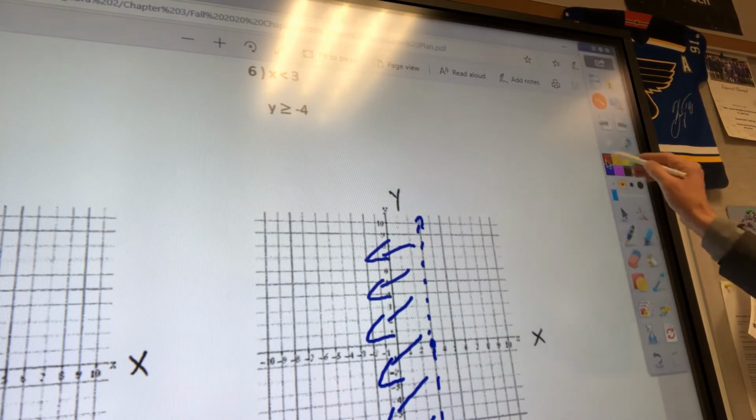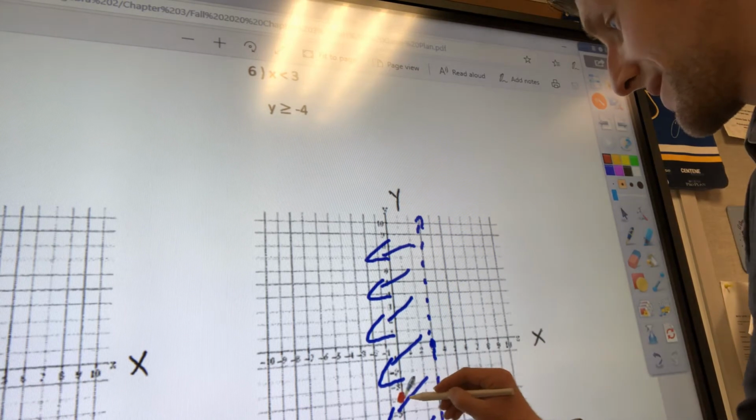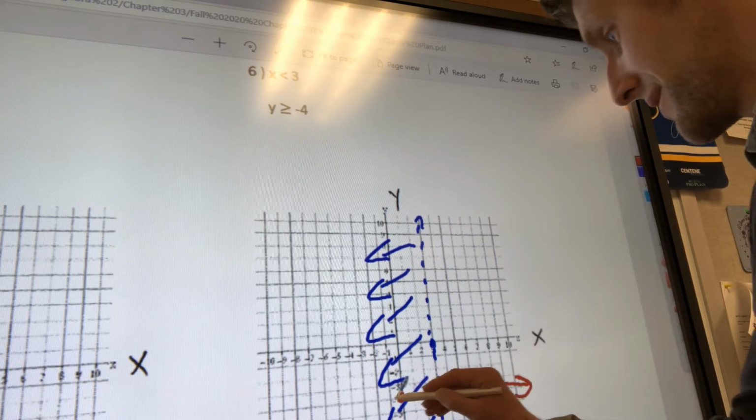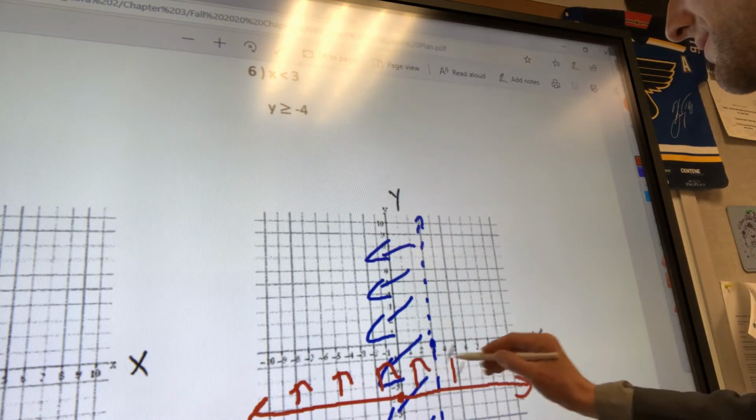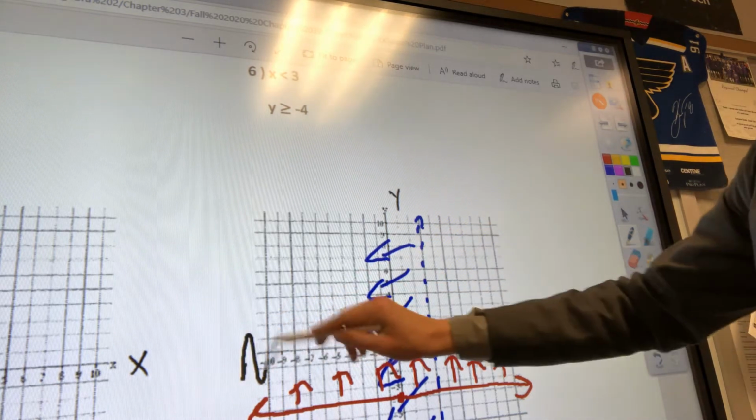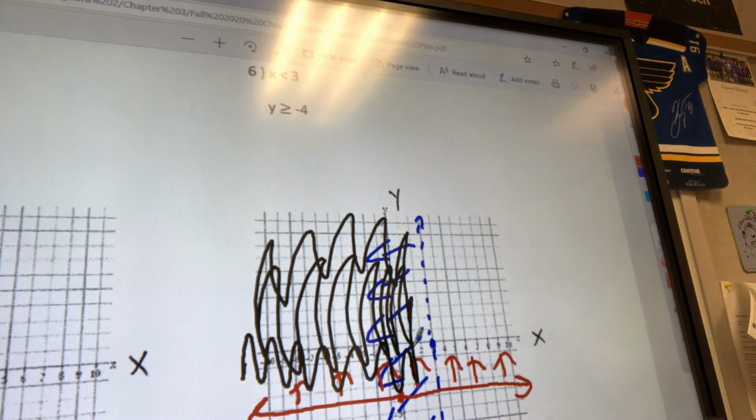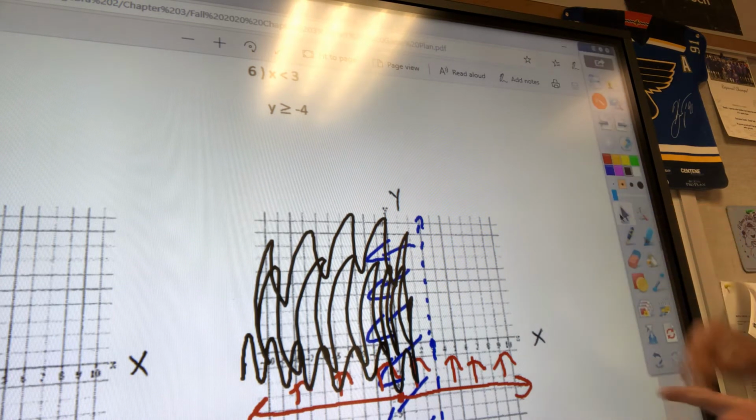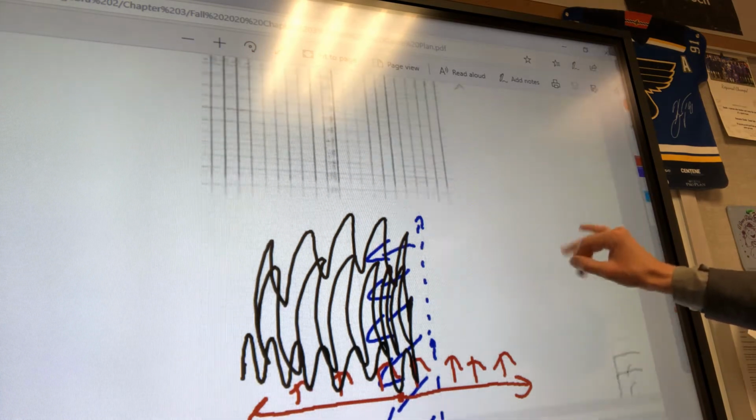X is less than 3. Y is greater than or equal to -4. There's -4, solid horizontal line. I'm going to shade above. Everything above that line represents a y value greater than or equal to -4. There we go. Where red intersects with blue, it's my region of feasible solutions. And then honestly, I feel pretty good about that.